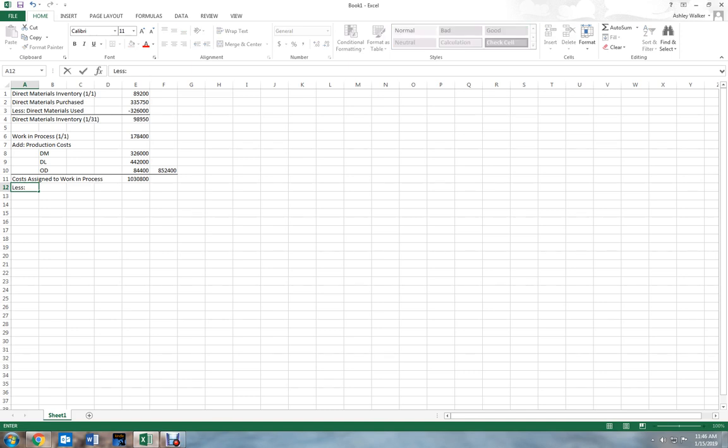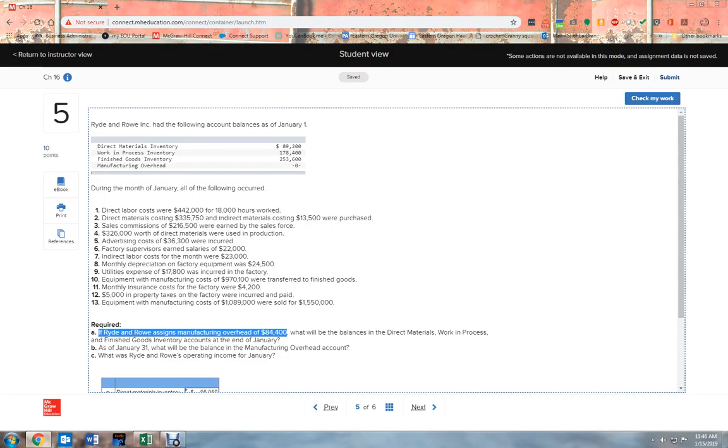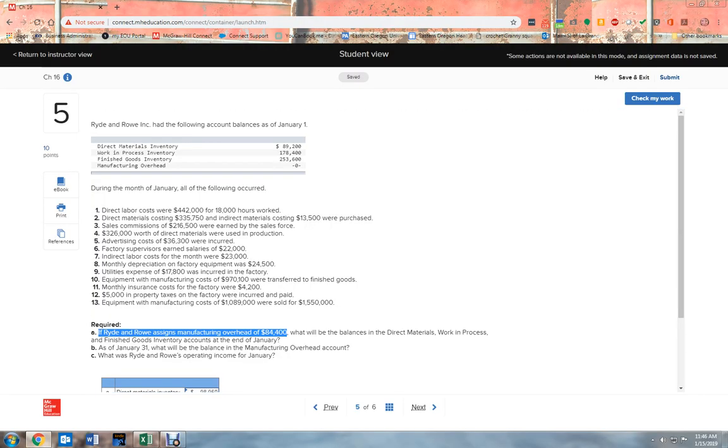So I need to take out any finished goods that were transferred out. Those associated costs would have been transferred to the finished goods inventory. So I go back and look at my fact pattern, and I'm looking for any finished goods that were transferred.